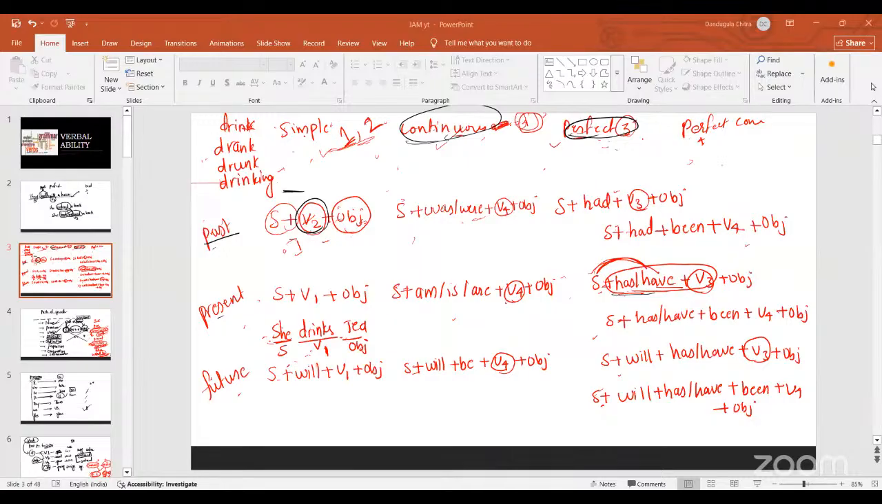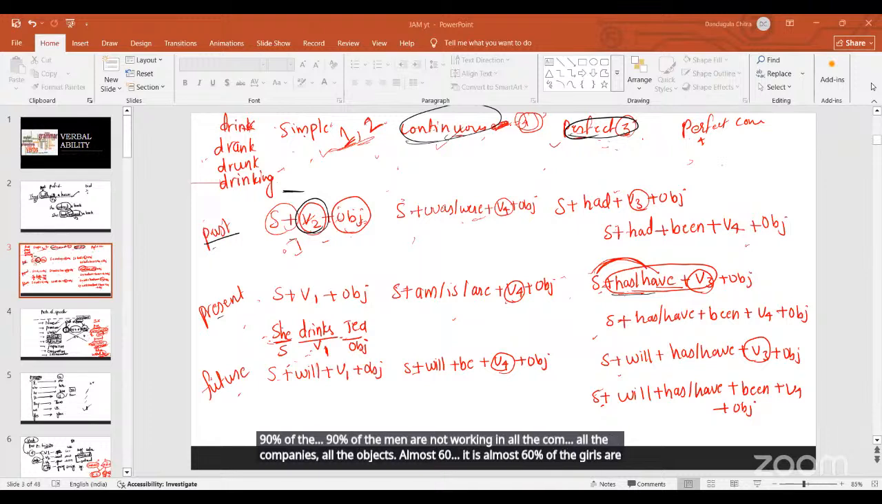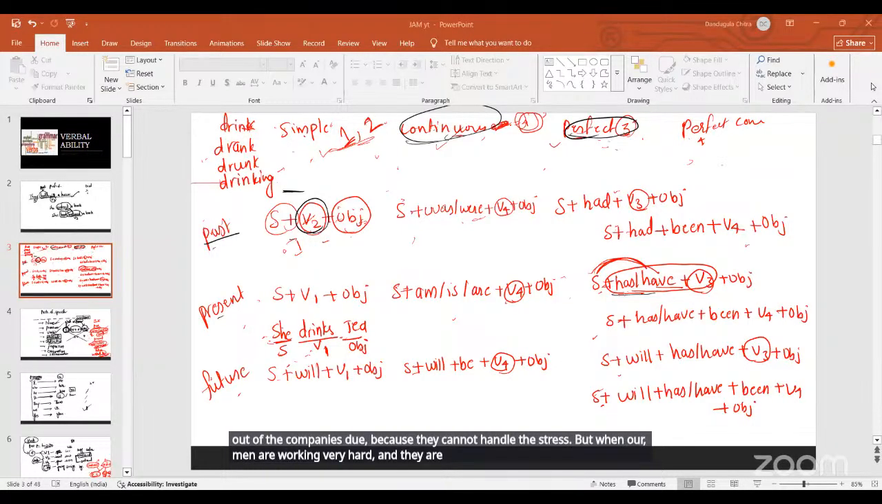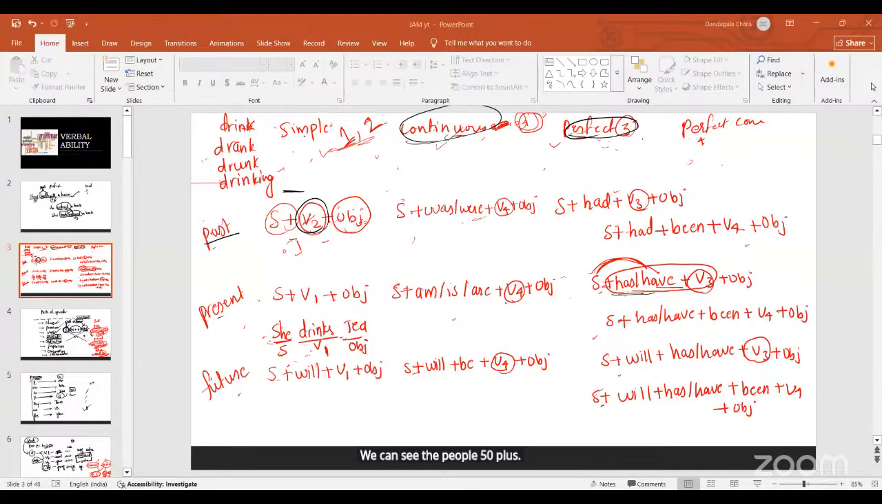Yes, I will absolutely support your point. Almost 60% of the girls are working in this. Because when women are 40 plus, they are just coming out of the companies because they cannot handle the stress. But our men are working very hard, and we can see people 50 plus, 60 plus in software companies, but we can't see ladies working in software at 60 plus or 50 plus.